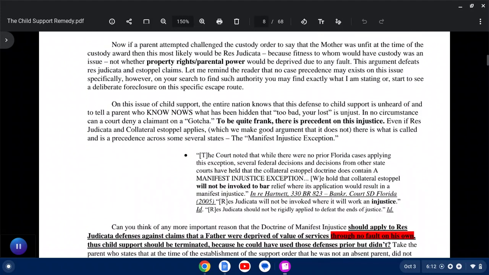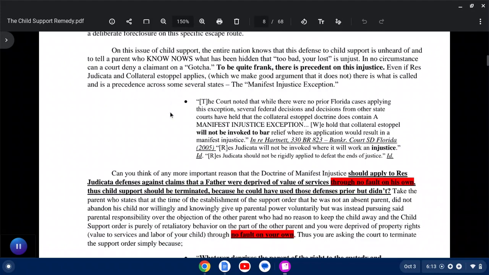Now, if a parent attempted to challenge the custody order to say that the mother was unfit at the time of the custody award, then this would most likely be res judicata, because fitness to have custody was the issue, not whether property rights or parental rights would be deprived due to any fault. This argument defeats res judicata and estoppel claims. Let me remind you, the reader, that no case precedents may exist on this issue specifically. However, on your search to find such authority, you may find exactly what I'm stating or start to see a deliberate foreclosure on this specific escape route.